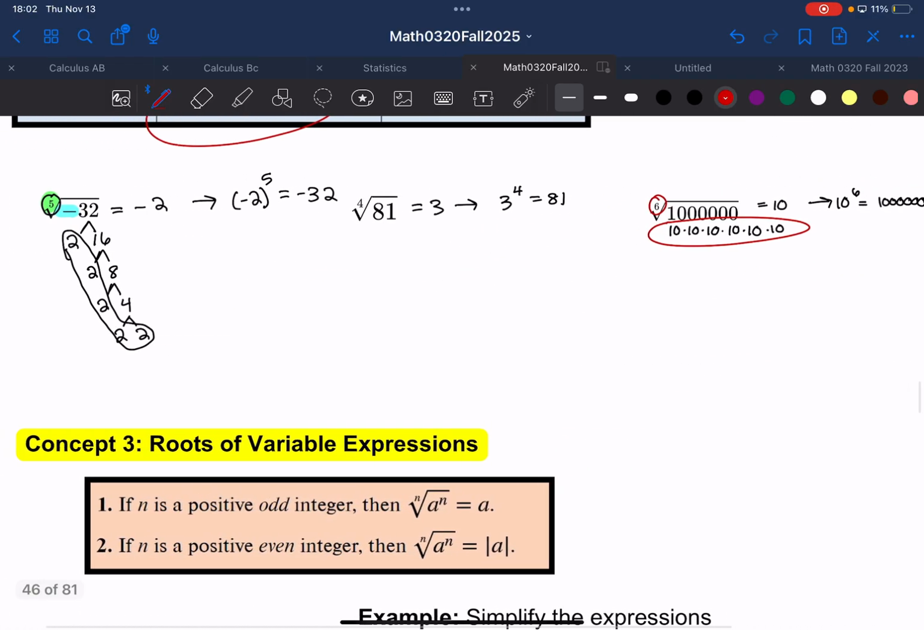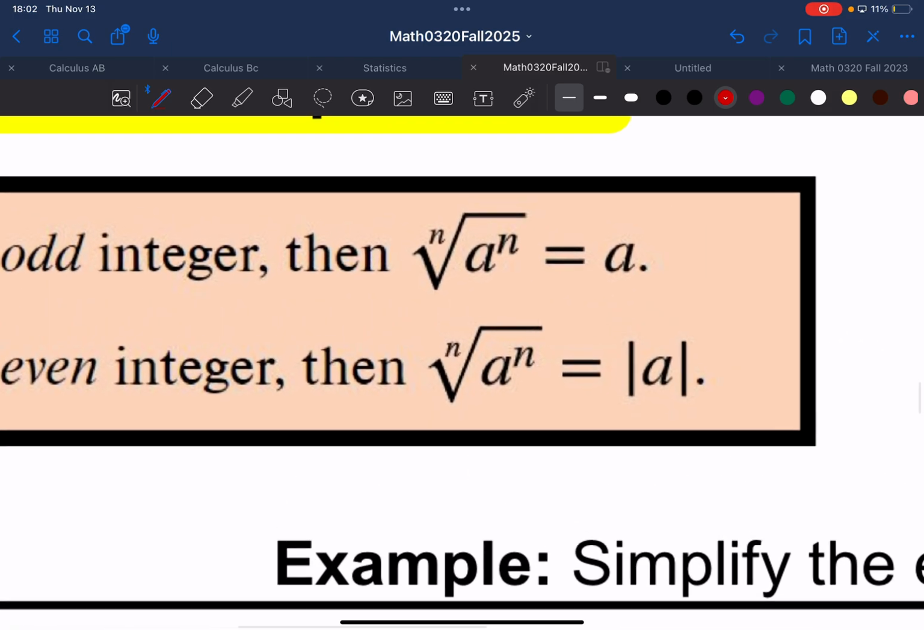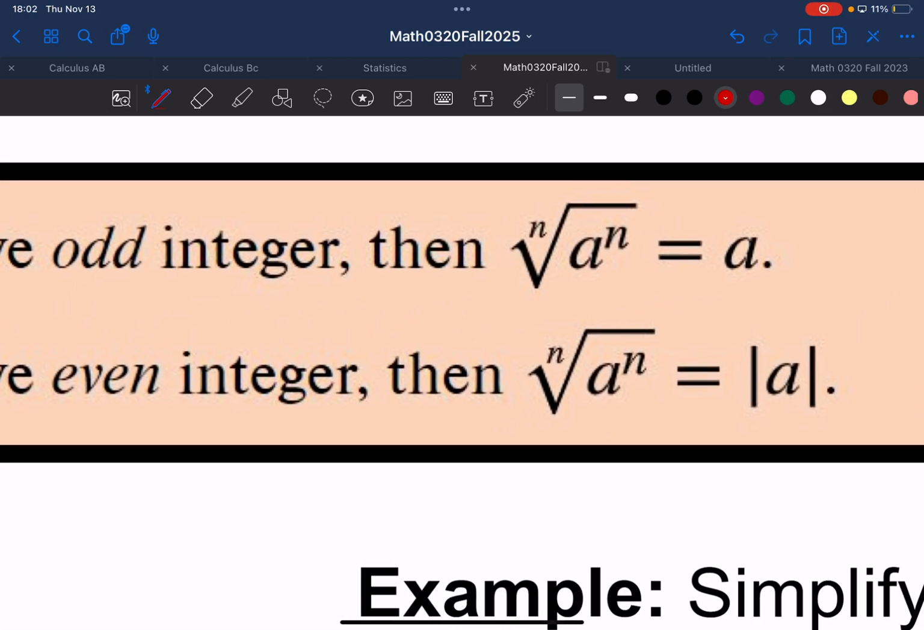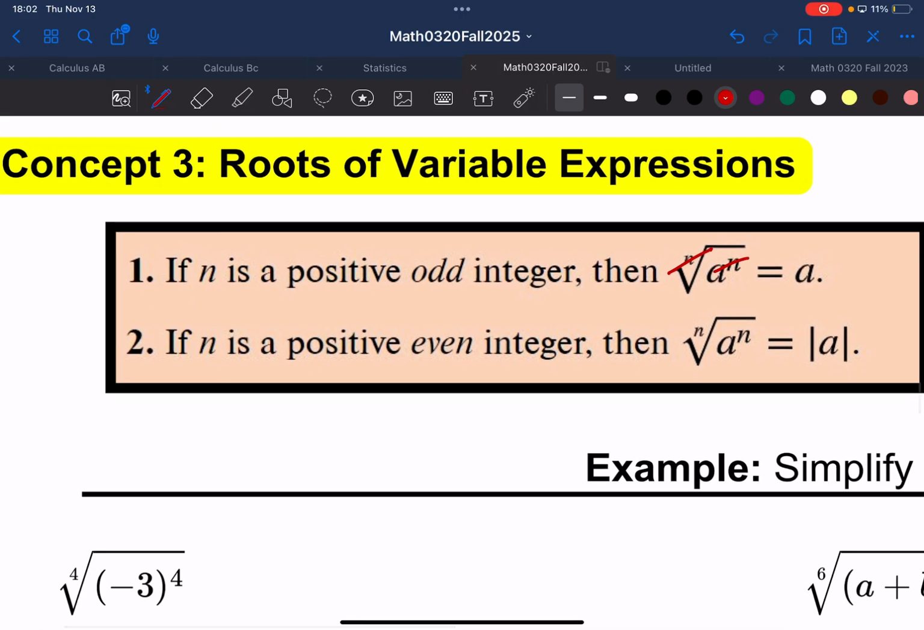Okay, now let's look at the next concept that says roots of variable expressions. So it says if n is a positive odd integer, then the nth root of a to the n power is a. What that means is if we have our exponent matching our nth root, they cancel. And that's why we're just left with a. So that is only true if n is positive and odd.